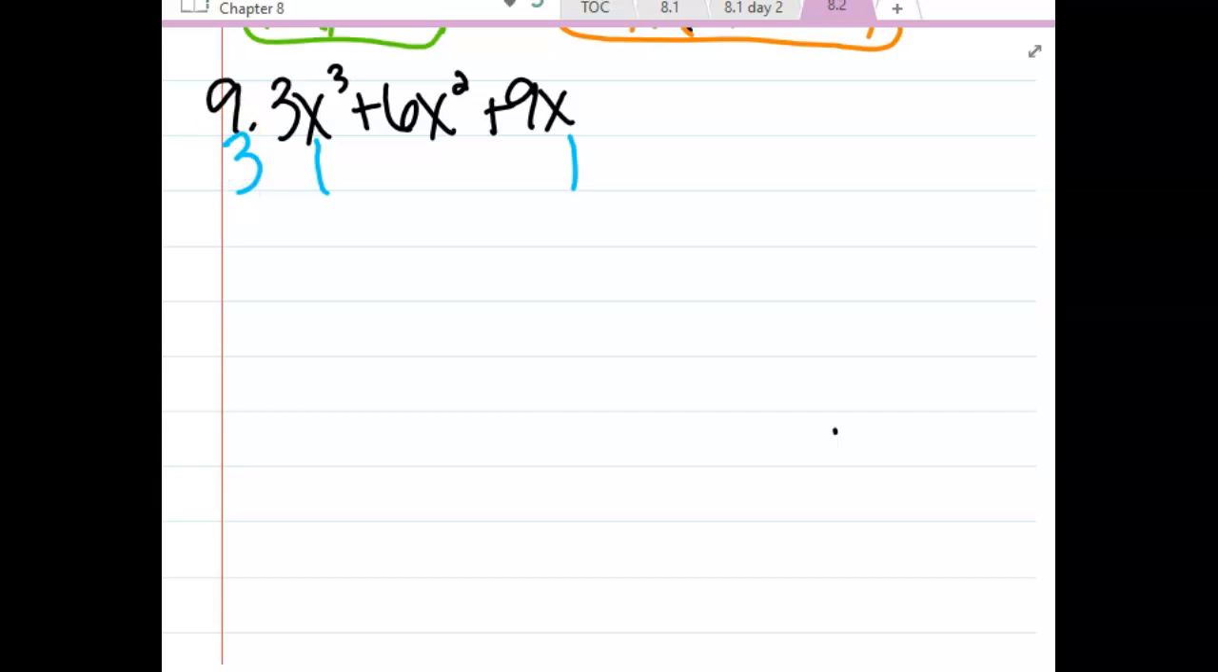And then look at the variables. I have an x cubed, an x squared, and an x. How many x's do they all have in common? Just 1. Right? Because if you try to take out more than 1, that term right there, it doesn't have more than 1 to give. So you're just going to factor out a 3x. So 3x times what would give you 3x cubed?